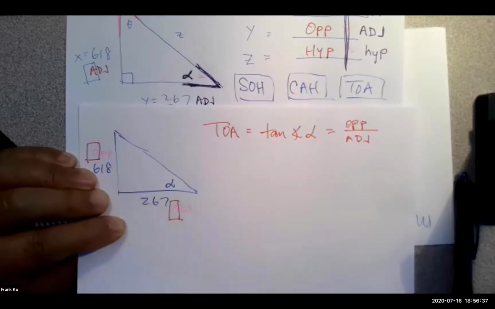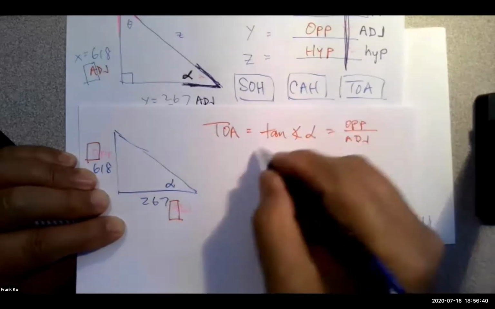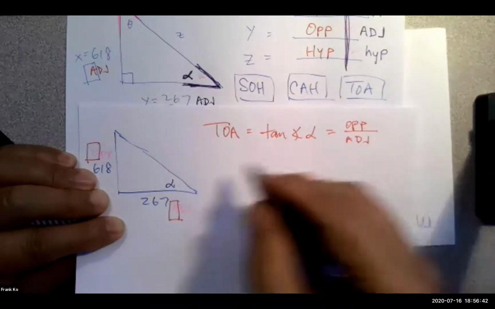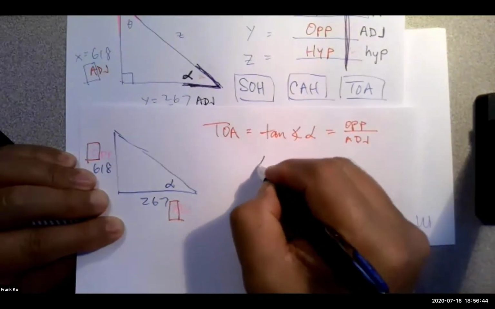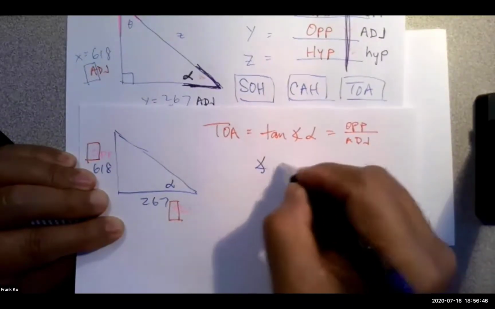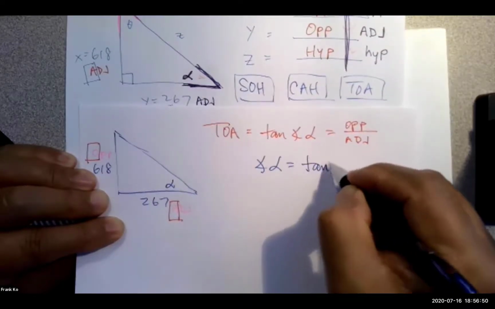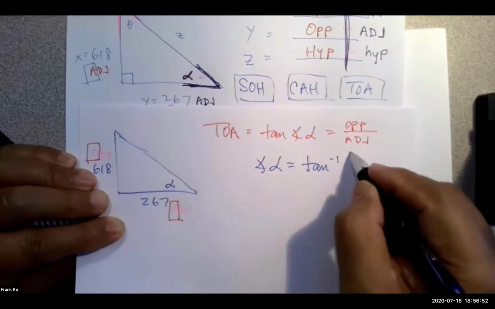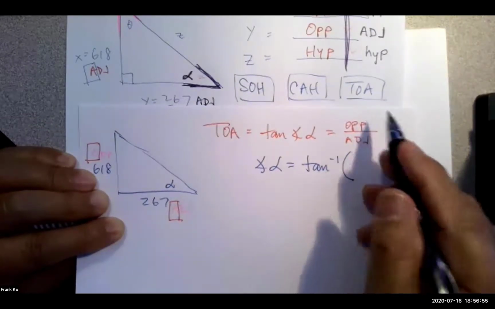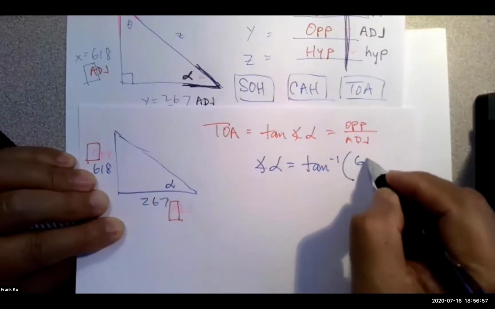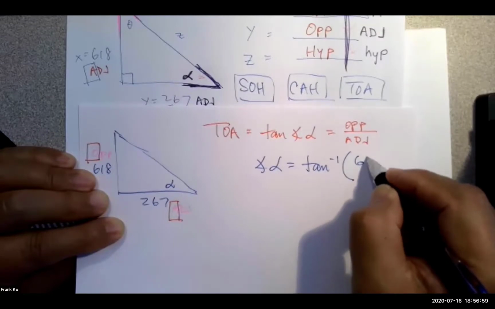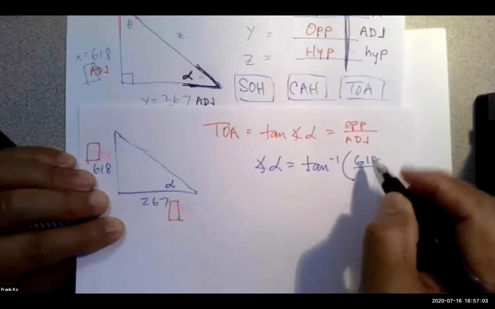So now what I'm going to do is fill in the roadmap. I don't care about the angle of alpha. I don't want the tangent of the angle of alpha. I want just the angle of alpha. So that means tangent is going to go to the other side. And in parentheses, what's my opposite value? 618 over 267. Is that right?